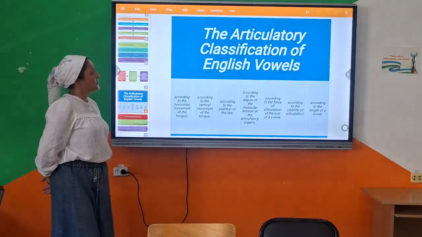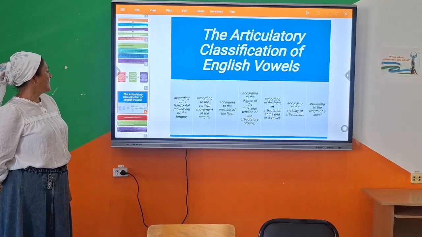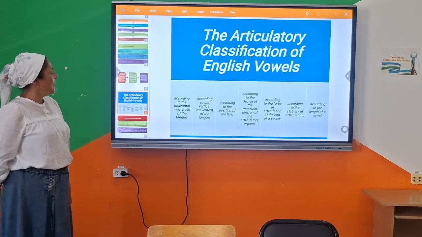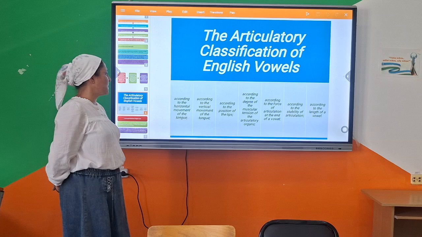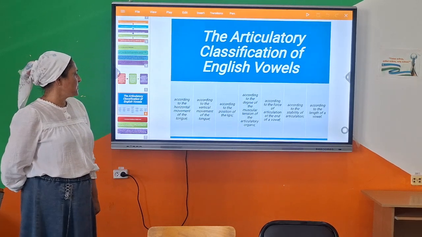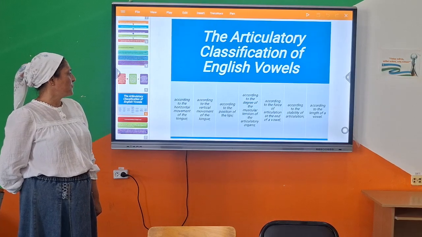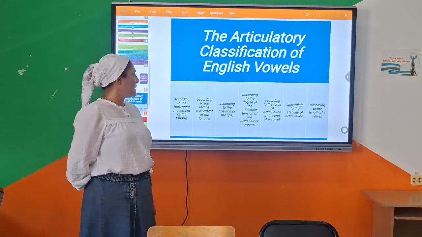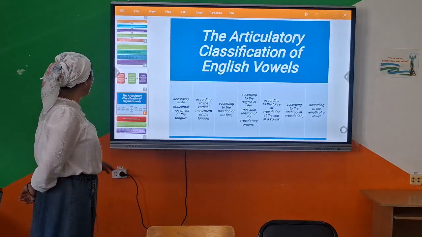The articulatory classification of English vowels. They are classified, first, according to the horizontal movement of the tongue. Second, according to the vertical movement of the tongue. Third, according to the position of the lips. Fourth, according to the degree of the muscular tension of the articulatory organs. Fifth, according to the force of articulation at the end of the vowel. Sixth, according to the stability of articulation. And the last one, according to the length of the vowel.